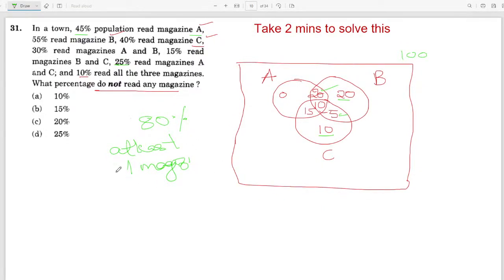So they read at least one magazine. So the remaining would be 20%. 100 minus 80 is 20. So the remaining 20% of this town, this box represents the town, don't read any magazines. So the answer is option C. I hope this is clear. If you have any doubts, please let me know.